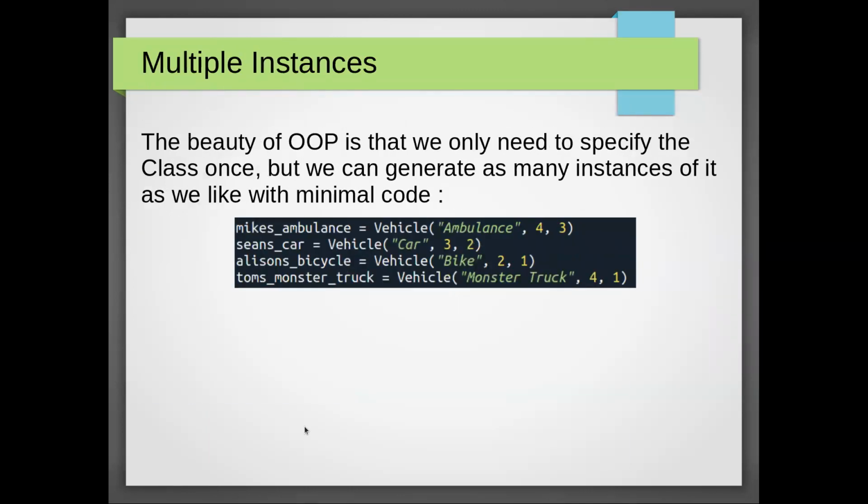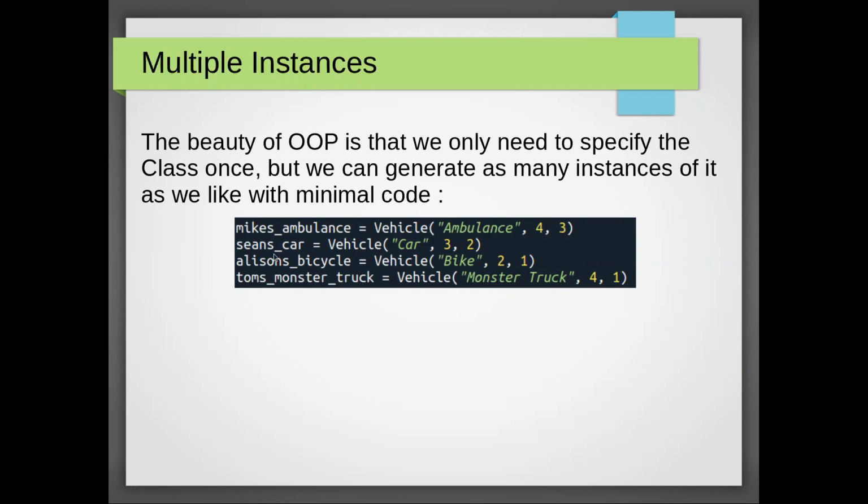And of course, the beauty of object-oriented programming is that this allows us to create multiple objects from the same class. We can define the class description, the class blueprint, once, and then really easily create lots of different objects from that. So from that single class description, I can create Mike's ambulance, which is a vehicle which has a common name of ambulance, 4 wheels and passenger capacity of 3.